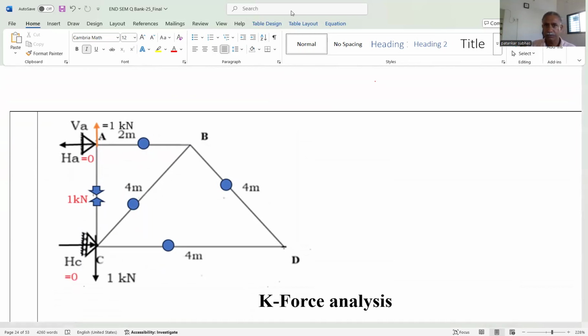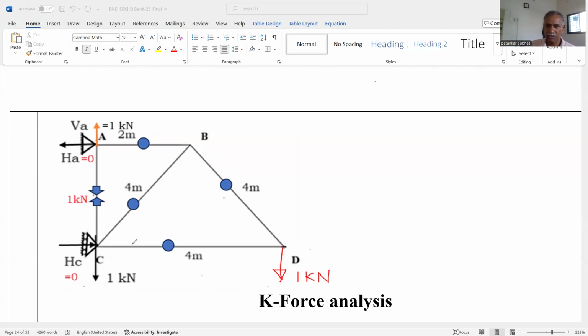I can show here, right? As per the assumption, this is my assumption, 1 kilonewton, it is downward. If the answer is negative, in that case, my assumption is wrong and we can change the direction, right? Okay, so this is the direction of 1 kilonewton load after removing 15 kilonewton in horizontal direction and 35 kilonewton load in vertical direction, and then analyze the truss.